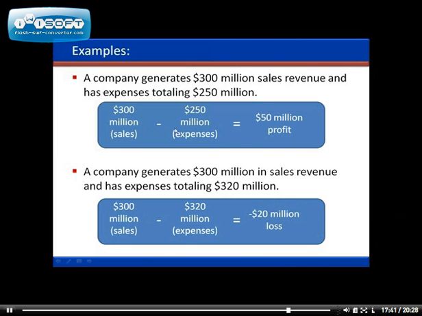All right, and here are some profit and loss examples. Let's look at a company that generates $300 million in sales revenue and has expenses totaling $250 million. Well, in this particular case, they would have a $50 million profit. Now, a company generates $300 million in sales revenue and has expenses of $320 million. That will equal a $20 million loss.